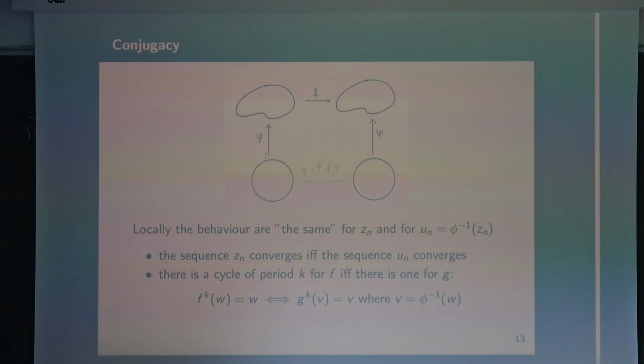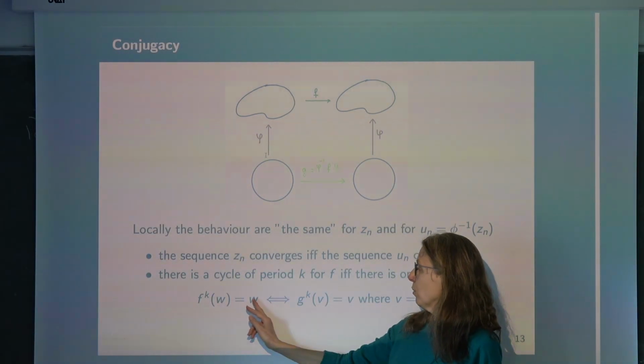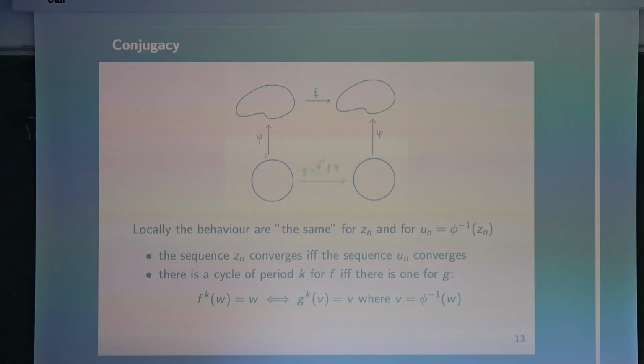If you have a periodic point for one map, its image is a periodic point for the other one. So periodic, what is it? It means that there is a k such that f^k of w is equal to w. This is a periodic point. I don't say that k is the period, it may be less. But you come back. Okay? Is it okay for everybody?